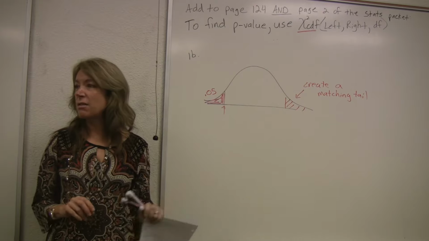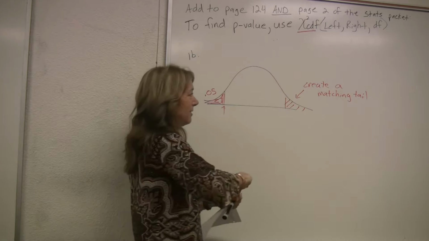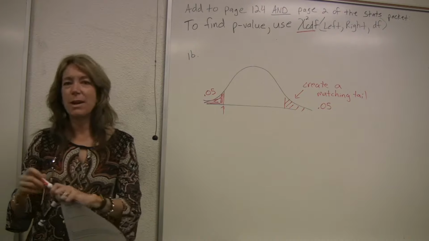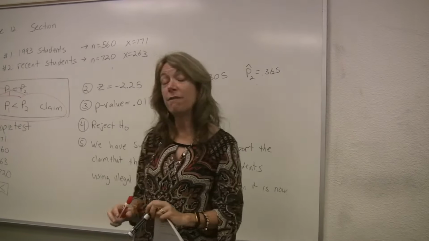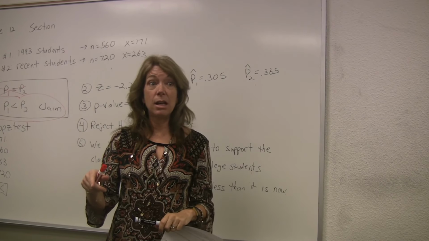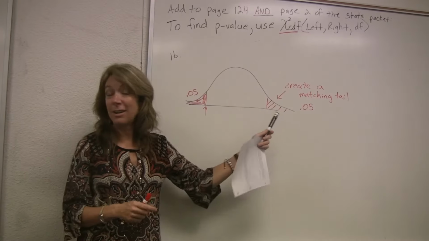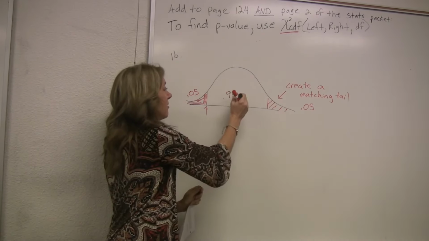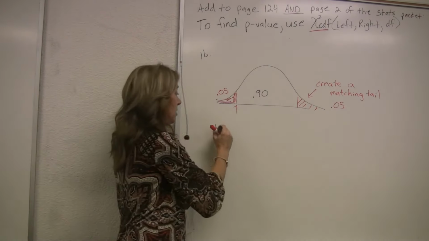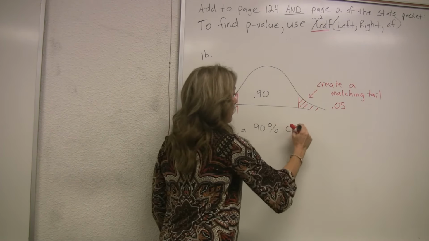So I created this other matching tail. How big is it if it matches? It'd be the same if it's matching, right? That's another 0.05. So here's my question for you then. What's my confidence level? What's in between there? 90. Yeah, because I got 5 over here and I got 5 over here. You agree there's a 90 in here? So I want to find a 90% confidence interval.